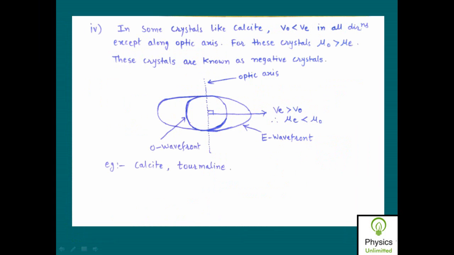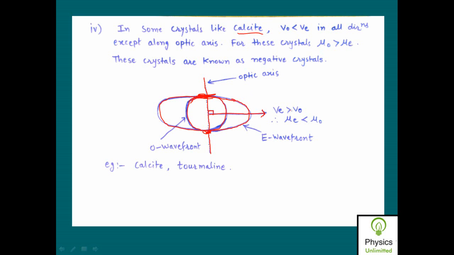While in some crystals like calcite, see, this is the direction of the optic axis, and the wavefront traced by the ordinary ray is spherical in shape, while the wavefront traced by the extraordinary ray is elliptical in shape. You can see that here the elliptical wavefront is now lying outside the spherical wavefront, but both wavefronts touch each other along the direction of the optic axis. But look at the direction perpendicular to the optic axis. So what do you observe here?